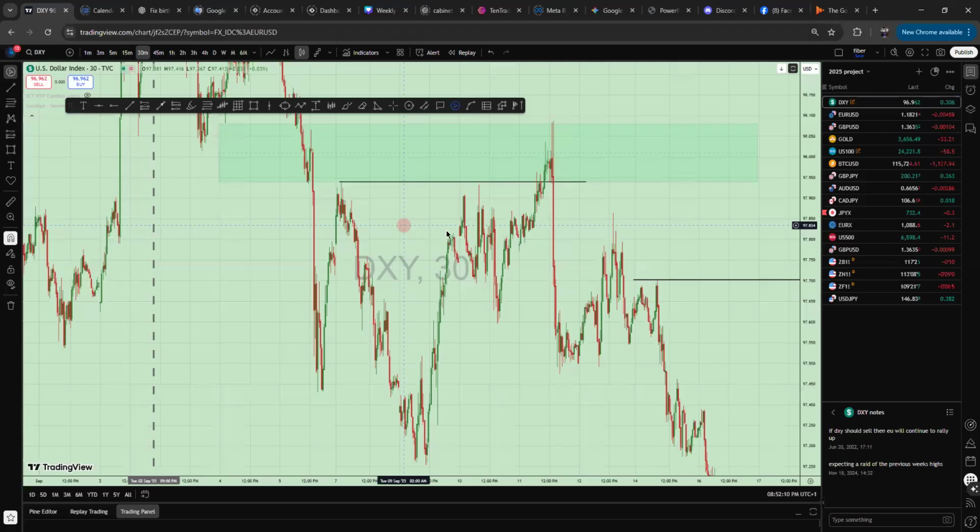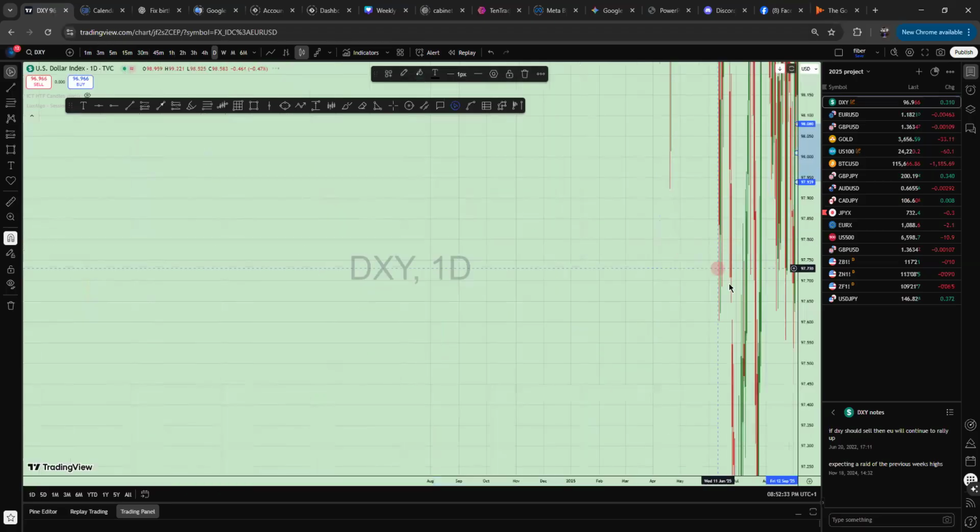The reason is because a break of structure on the lower time frame is not just a reversal. The main thing that will give sense to that break of structure is what the higher time frame is doing, what the candle on the higher time frame is trying to do.